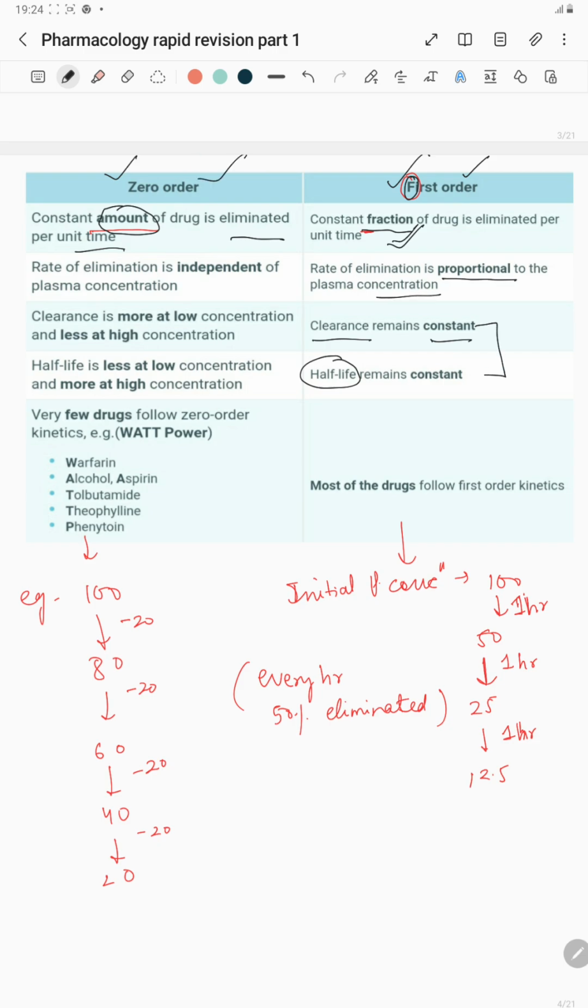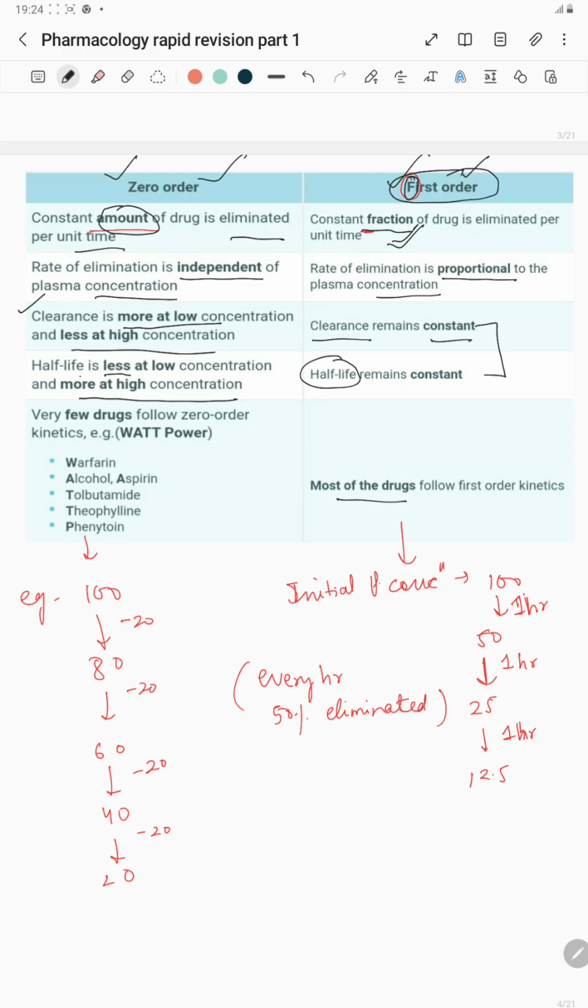While in zero order kinetics, half-life is less at low concentration and more at high concentration, so both have an inverse relation. Clearance will be more at low concentration while less at high concentration, and the rate of elimination is not dependent on plasma concentration. Maximum drugs follow first order kinetics.